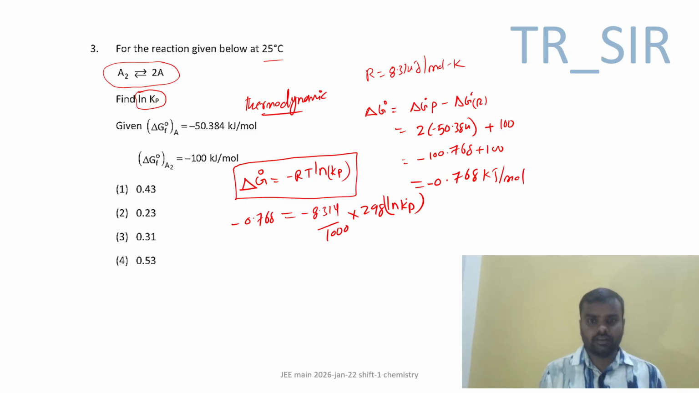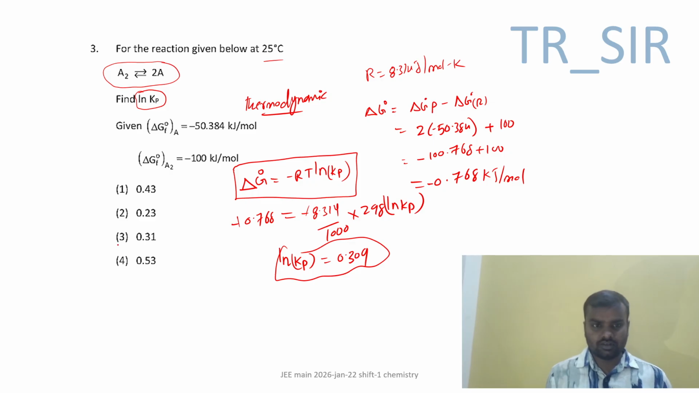After solving, 8.314 into 298, so 0.768 divided by that, about 0.33. Minus minus cancel out. You're getting ln Kp equal to 0.309. The correct answer for this question is option C.